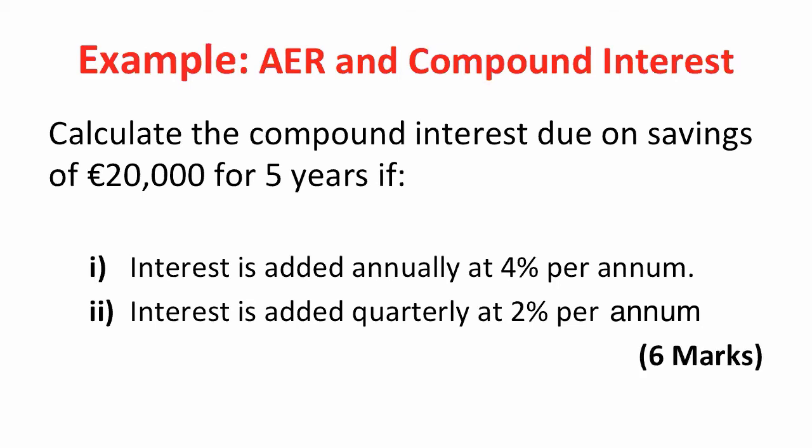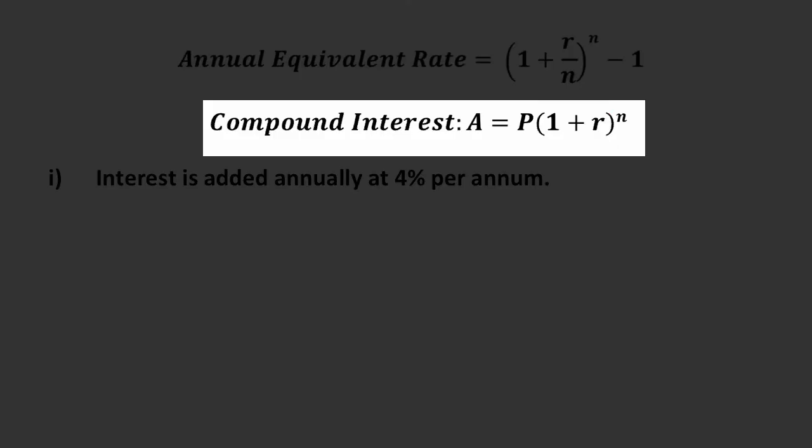Again, the formula is given to you in the exam. That second formula, compound interest, looks like the depreciation formula. The only difference, apart from the few letters, is that you have a plus instead of the minus, and that plus indicates that it's going to be higher. Anyway, interest is added annually at 4% per annum.